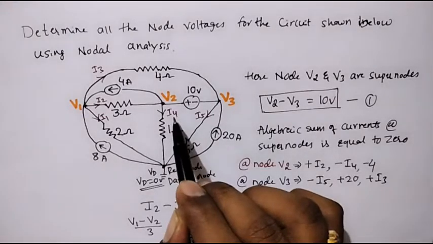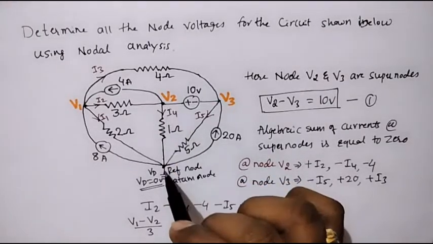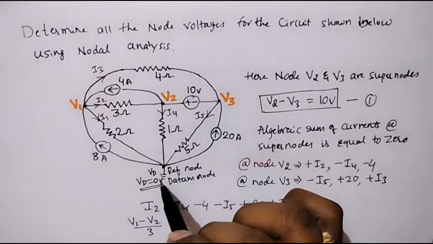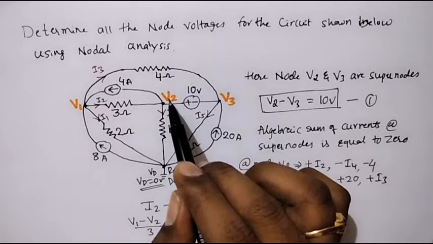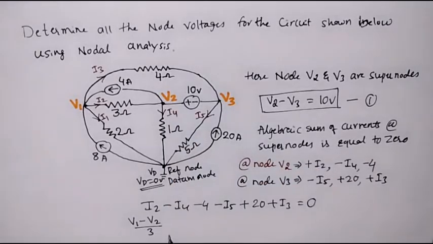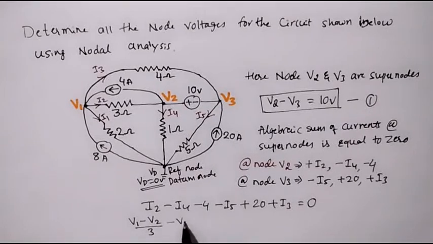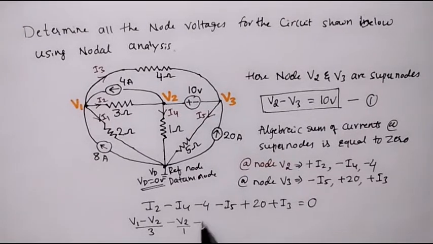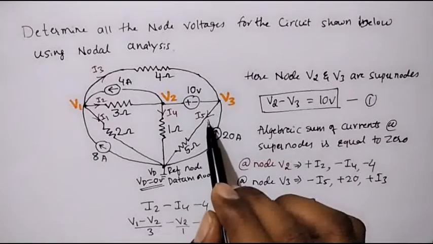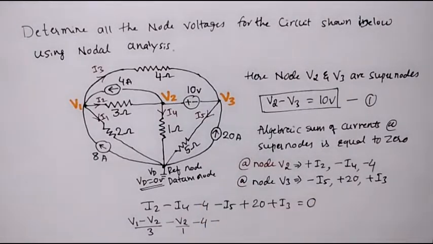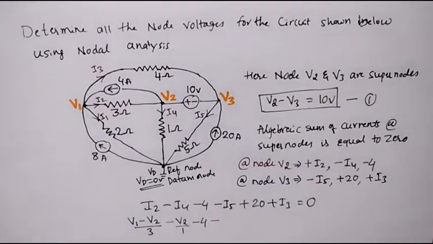Next, I4 is the current which is flowing from V2 towards Vd. Vd voltage is 0. So I4 can be written as V2 divided by 1, that is V2 divided by 1. Minus 4 is constant. Next, I5 is the current which is flowing from V3 towards the reference node.